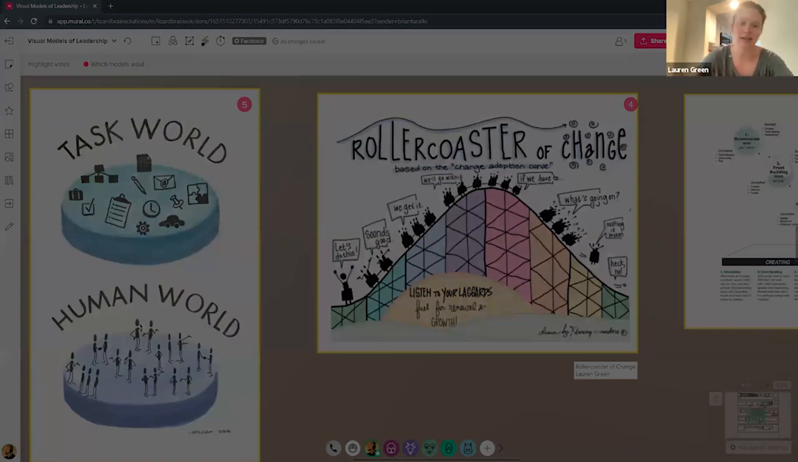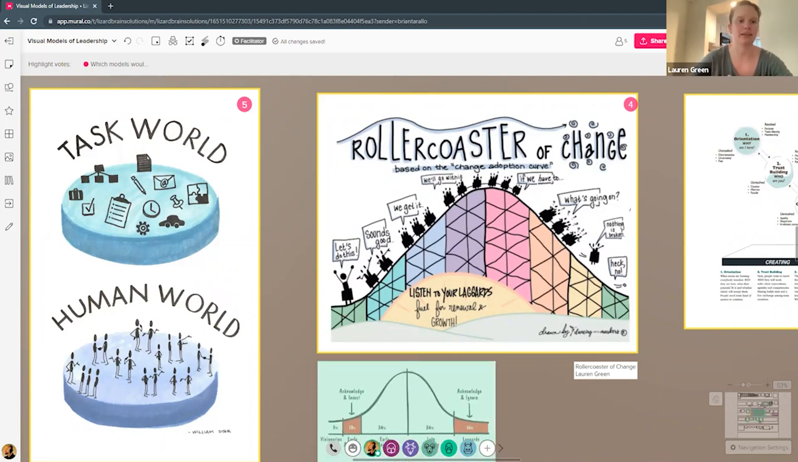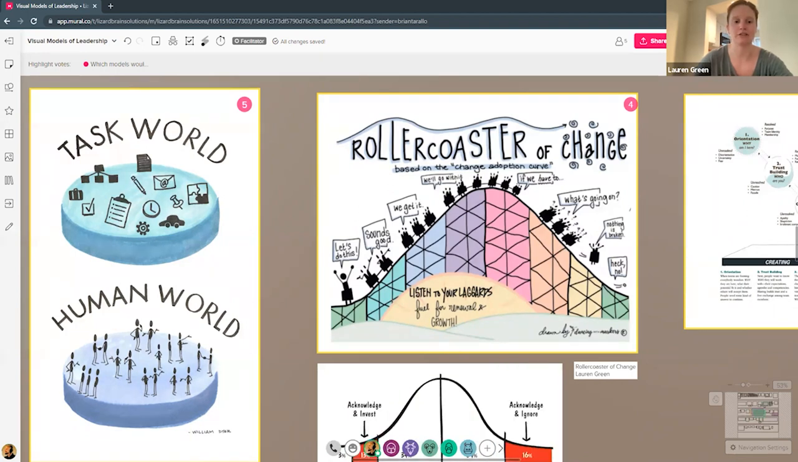So in the beginning, let's do this. Sounds good. As you go over the roller coaster, sorry, I need to get back over to Mural because I'm looking at this really small on my laptop screen and that's just not working for me. Now I can zoom in.